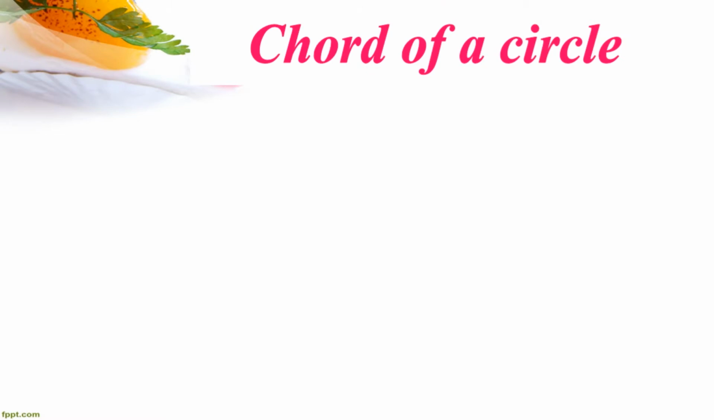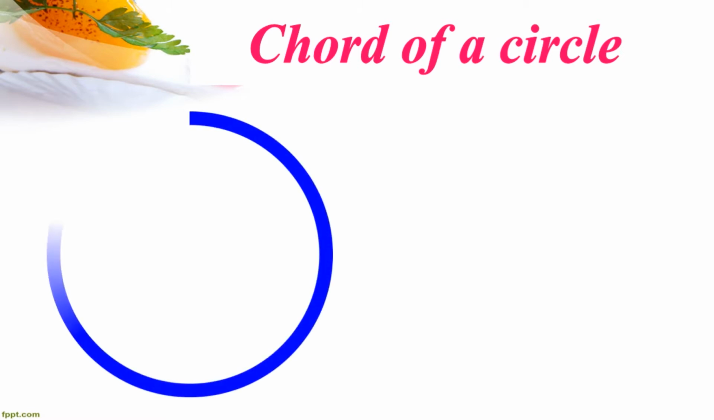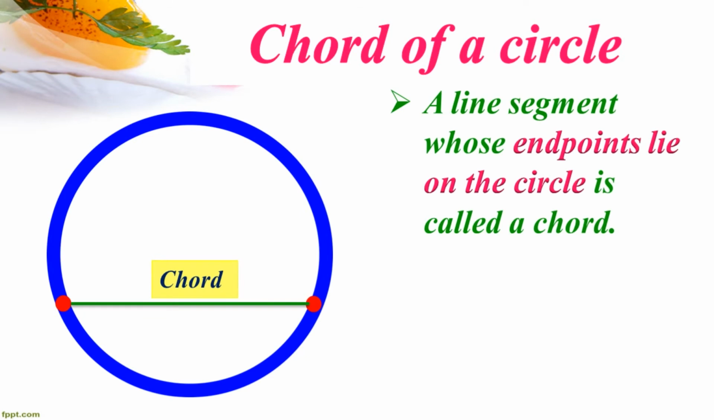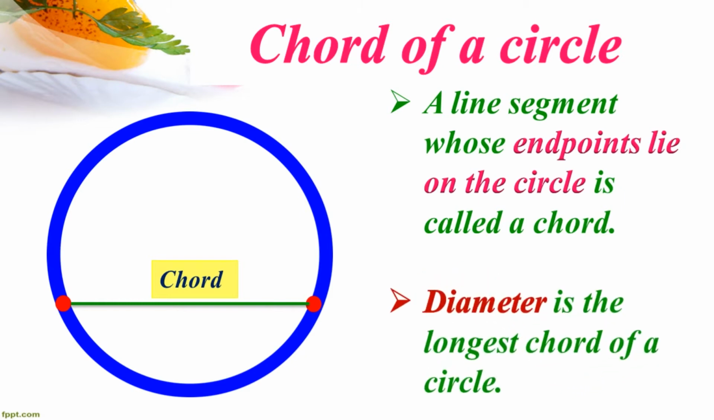So now coming to the chord of a circle. In a circle, a line segment joining any 2 points of the circle is called a chord of the circle. That is, a line segment whose endpoints lie on the circle is called a chord. Here, the diameter is the longest chord of a circle.